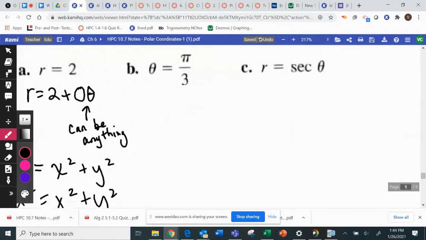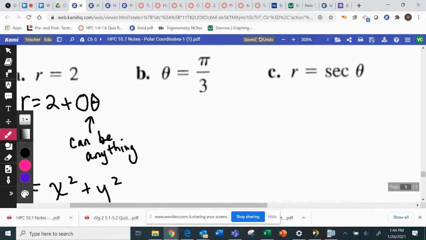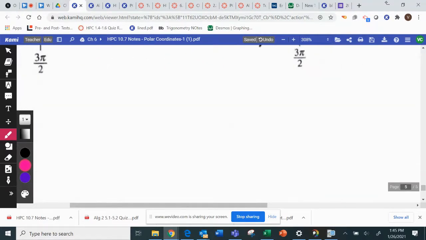The next one, we have theta equals pi over 3. So that means there's like a 0 r in there somewhere. So the r can be anything. r doesn't matter. The pi over 3 is the part that matters. So we're thinking about ordered pairs where the angle is at pi over 3. You can't visualize it, so they have a picture.